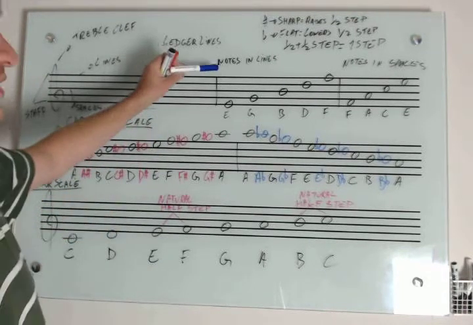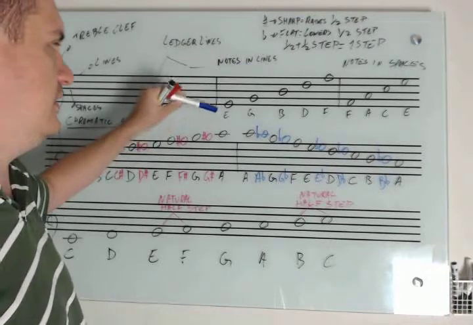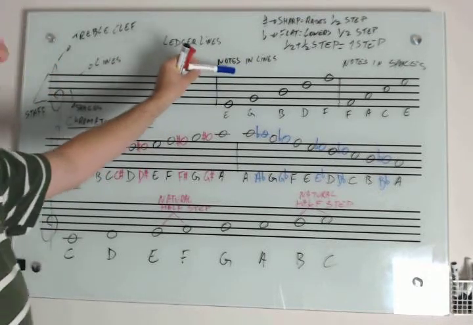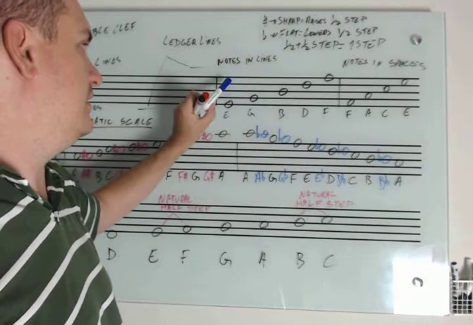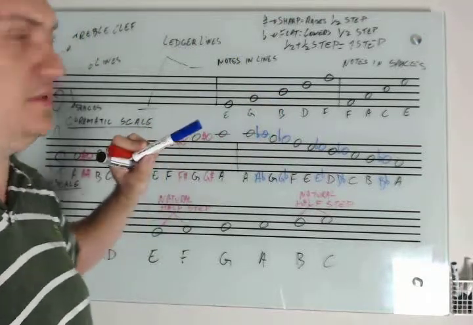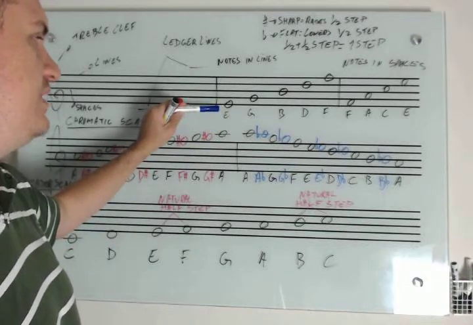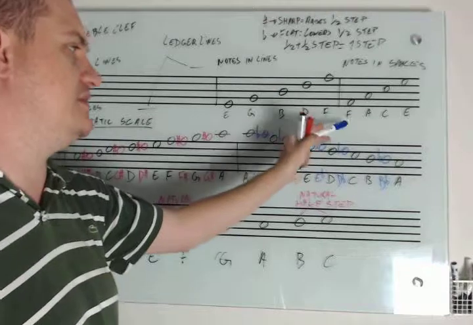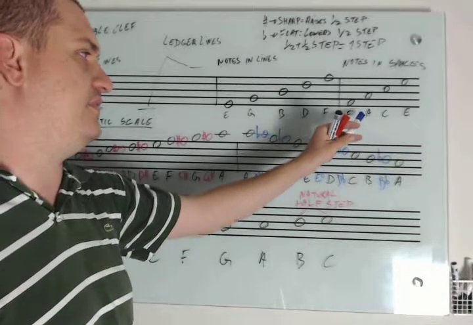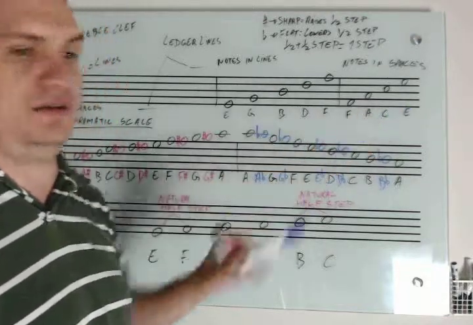The notes that we need to learn first, the easiest way to learn the notes in the beginning is to separate lines from spaces. So for example, in the lines we have E, G, B, D, and F. In the spaces we have F, A, C, and E. Okay?